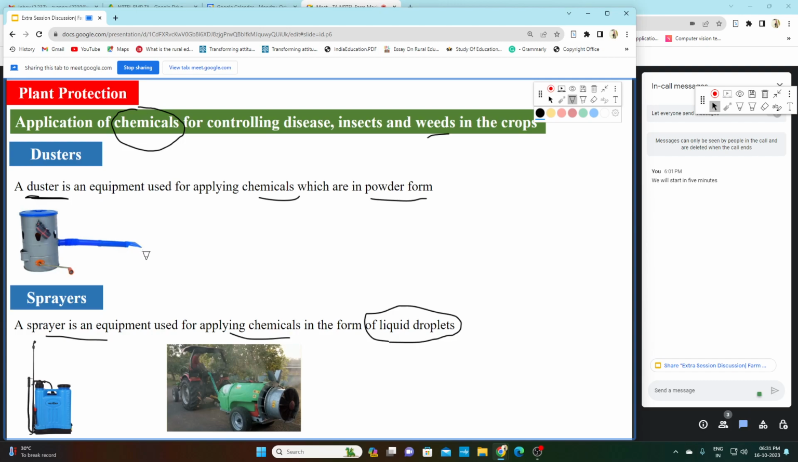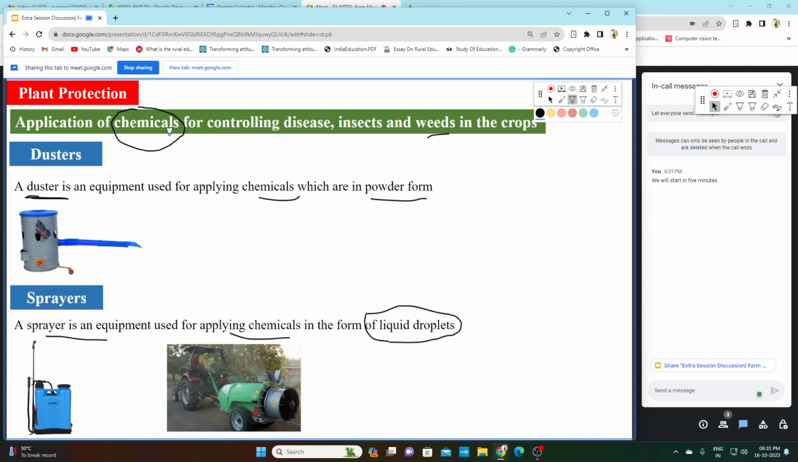One is intercultural operation or weeding. Second is plant protection. Intercultural operation or weeding, we are only talking about weeds, and we are controlling it generally by manual method, mechanical method, flame method, etc. Now, in the second part, we are talking about plant protection.